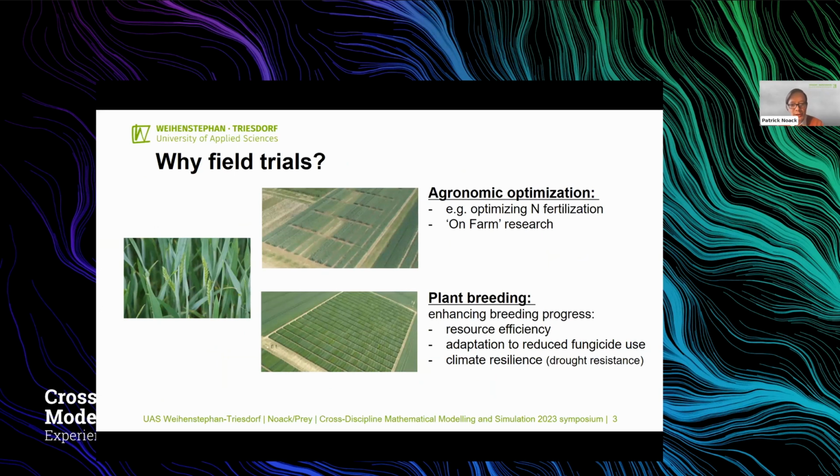So why do we do a field trial? What does a field trial look like? If you look at these images in the center of the slide, you can see what a field trial looks like. On the top side, you can see a fertilization trial, but we also do plant breeding in order to find out which breeds fit much better for different climatic conditions, and especially which breeds are resistant to drought stress, looking at climate change.